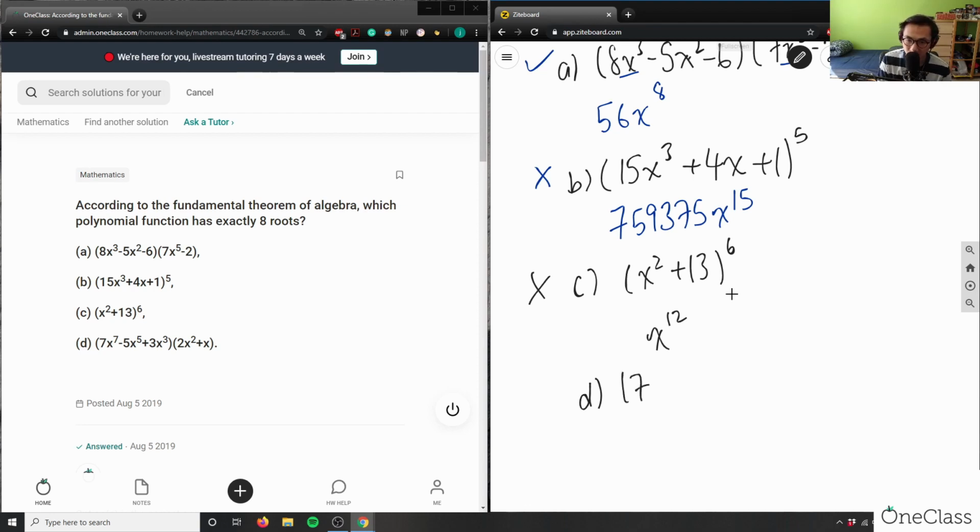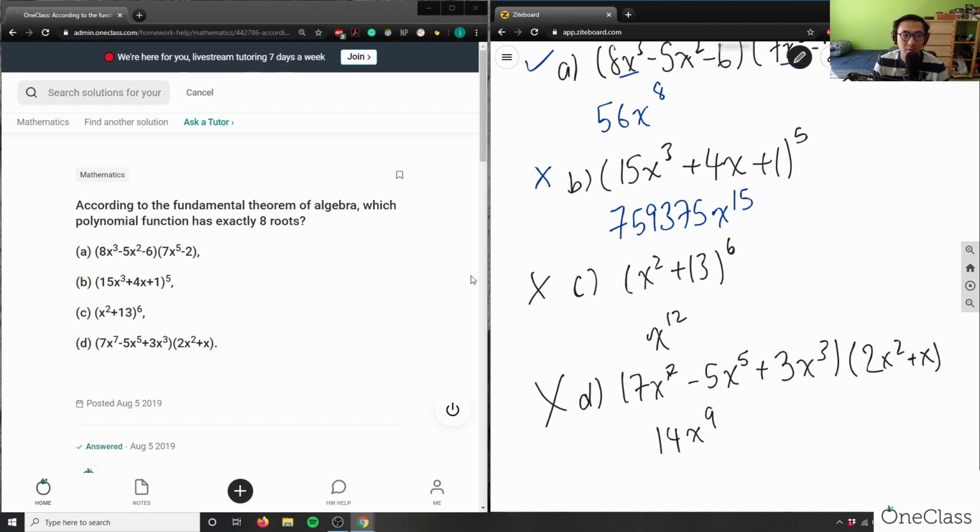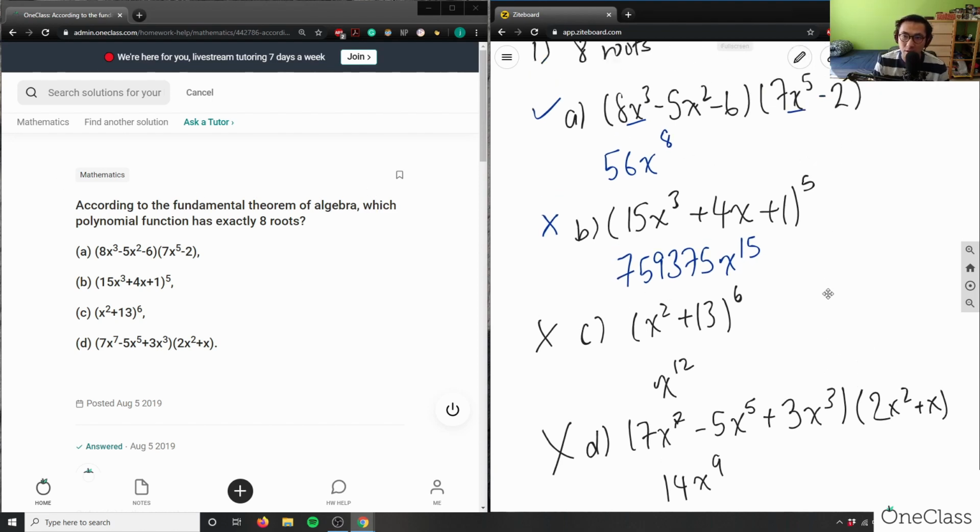And then finally, I have 7x to the power of 7 minus 5x to the power of 5 plus 3x cubed times 2x squared plus x. Then I can multiply the first term by the first term here. So 7 times 2 is 14, and then x to the power of 7 times x squared, I can add the exponents to get 9 here. The polynomial is degree 9, not 8, which means this option is also wrong. So A here is my correct solution in this problem.